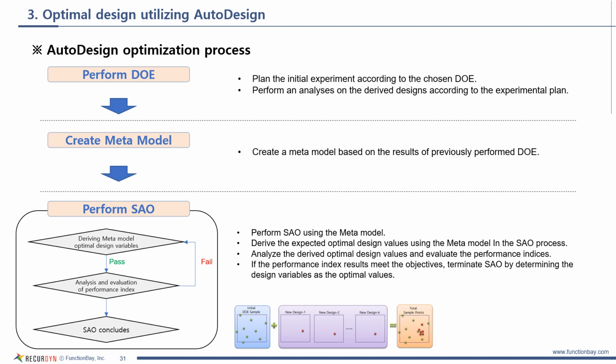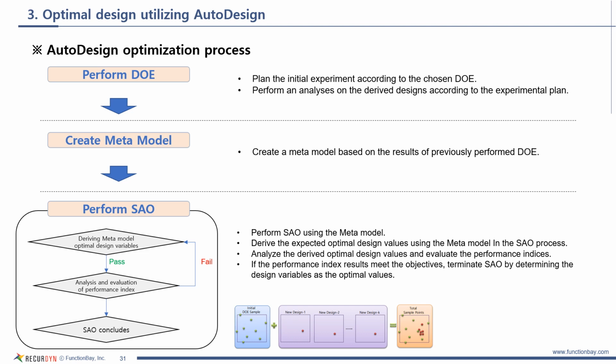The difference between AutoDesign and other optimization programs lies in the fact that AutoDesign does not continuously use the meta model derived from the initial DOE results. Instead, AutoDesign updates the meta model by incorporating the results obtained during the SAO process into the initial DOE results. This allows AutoDesign to achieve optimal results with fewer experiments compared to other optimization software.